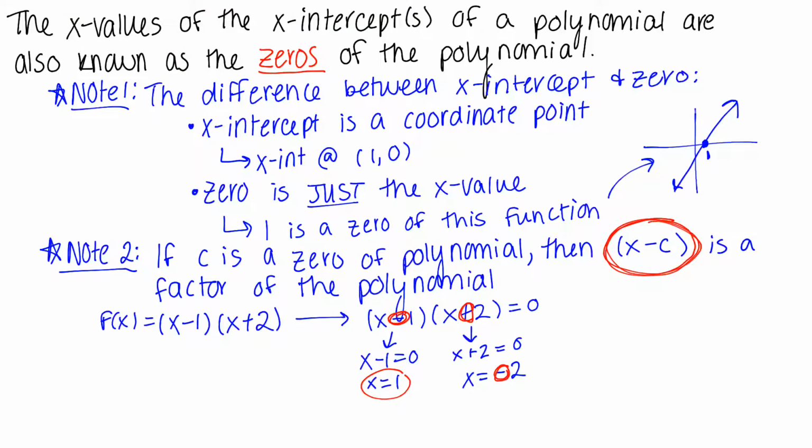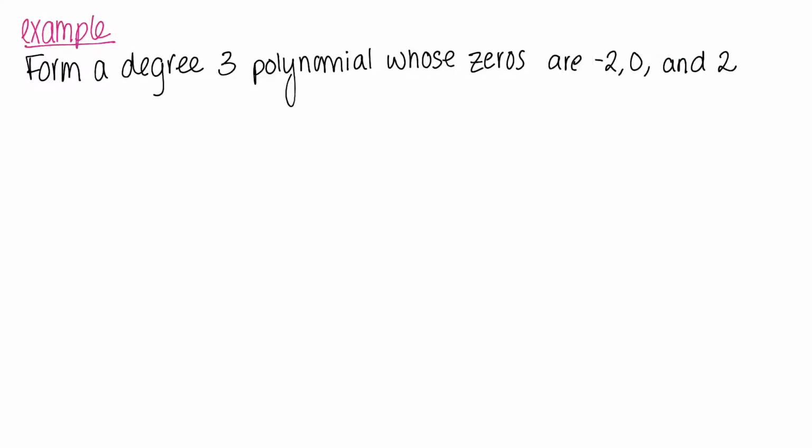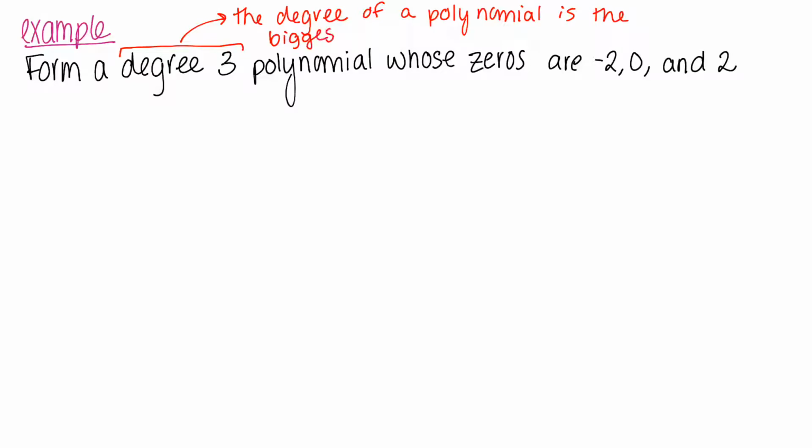So let's go ahead and do an example that uses this fact. Form a degree 3 polynomial whose zeros are -2, 0, and 2. And I want to talk about this degree 3 thing. The degree of a polynomial is just the highest exponent on x. So when we're forming a degree 3 polynomial, it means that the highest exponent on x should be a 3.